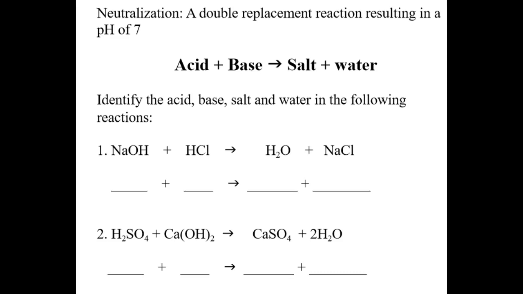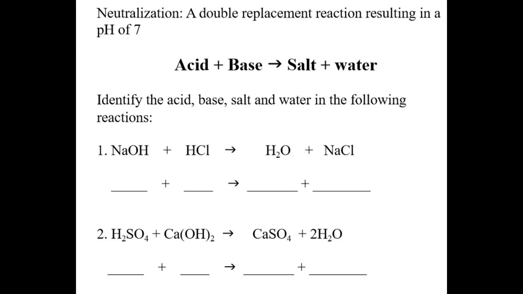In a neutralization, an acid and a base, we know that acids give off hydrogen ions as their only positive ions, and bases give off hydroxide ions as their only negative ions in solution. So we know that the positive ion H+ and the negative ion OH- are always going to bond with each other to form water. So let's identify which of these substances are acids, bases, salts, and water in the following reactions.